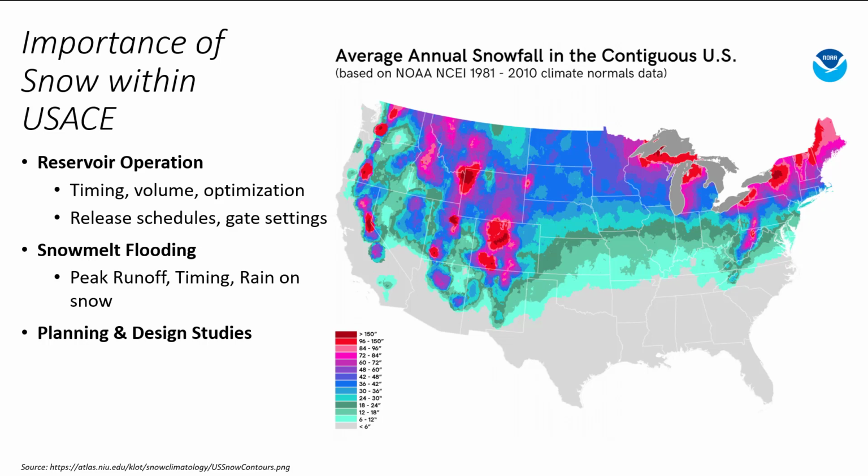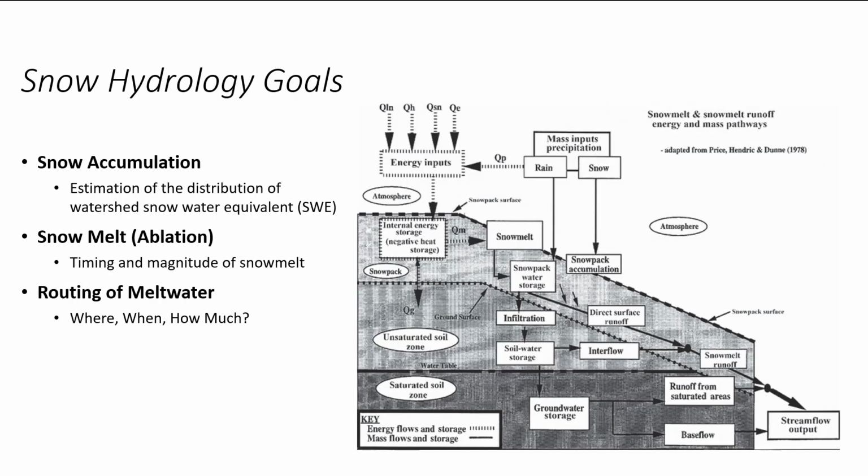Within the U.S. Army Corps of Engineers, the effects of snowmelt can impact reservoir operations, produce flooding, and impact planning and design studies. The goal of snow hydrology is to track the volume of water within the watershed by estimating snow accumulation and ablation in terms of SWE, snow water equivalent. Tracking the volume of SWE within a watershed allows us to estimate the peak timing and magnitude of melt events that can then be routed through the watershed to assess possible impacts.